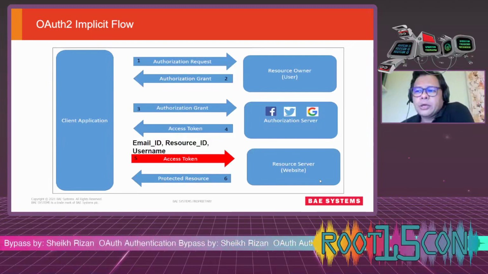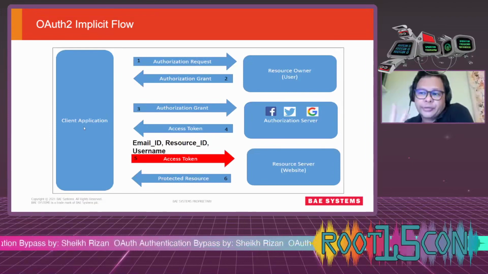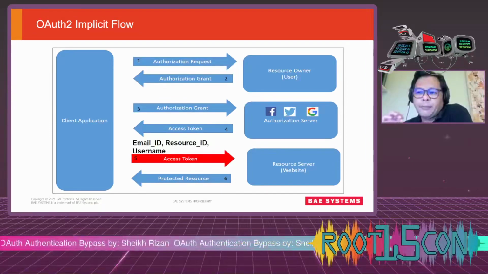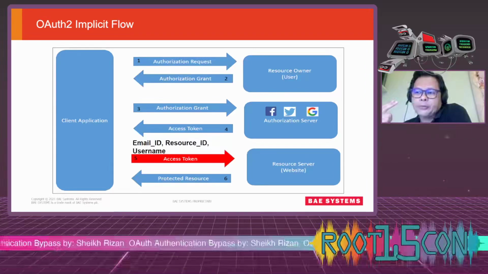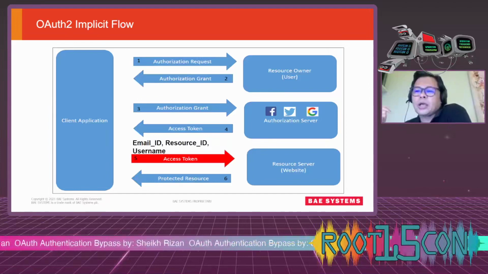I will speak a bit more about this vulnerability in more detail in the following slides. Now, on the fourth step here, you will see the access token that gets passed back from the authorization server. The client application would send 3 parameters. These 3 parameters are very important because this is the gist of the discussion that we're going to have here. When the access token has been passed back to the resource server, which is the website that you are trying to authenticate against, you will have 3 parameters: the email ID, the resource ID, and the username.